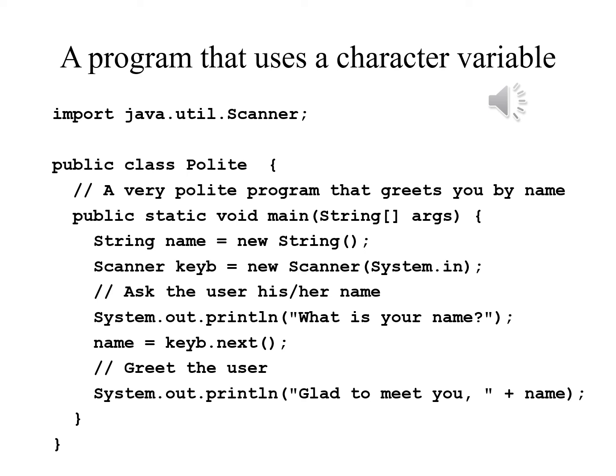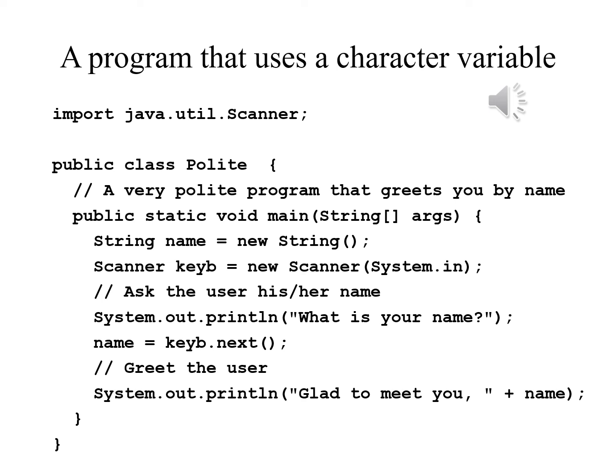As always, we'll start off with import java.util.Scanner, so we can make use of what we have here. Public class Polite, and open brace, begins our class. The first thing we have inside the class is a comment after the two slashes, a very polite program that greets you by name. We begin the main method, as always, with public static void main(String[] args), and then open brace to begin the main method.